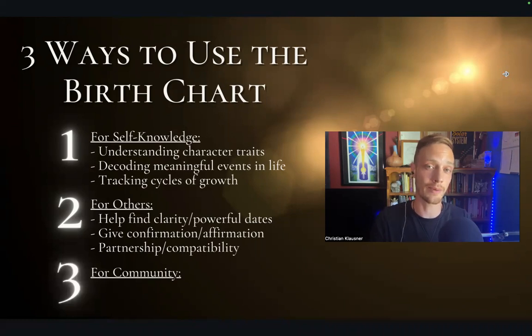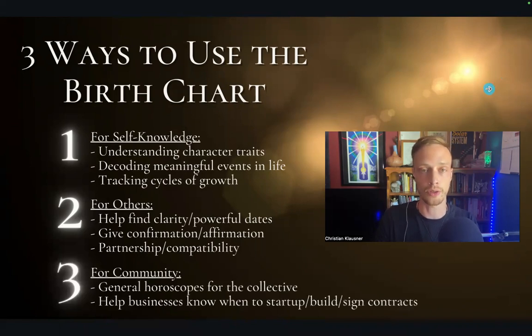Another way that's not often talked about, and that we still have a lot of discovery to make around, is for the community. You can use the birth chart for your local community. You can help give general horoscopes for the collective, of course, but you can also help businesses know when to start or when to build or when to sign contracts.